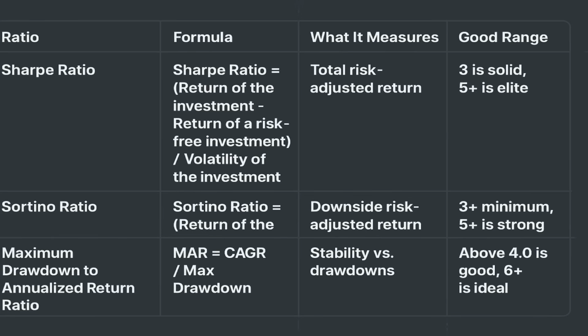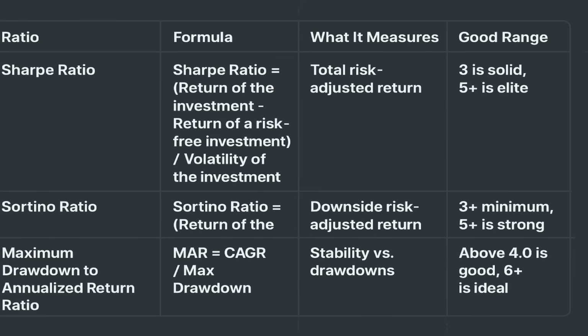2 is solid Sharpe ratio. 3 and above is an elite Sharpe ratio. Then there's your Sortino ratio, which is the return of the investment minus the return of the risk-free rate divided by the downside volatility of that investment. When we look at this, we want a minimum of 3 for our Sortino ratio, and above 5 is extremely good.